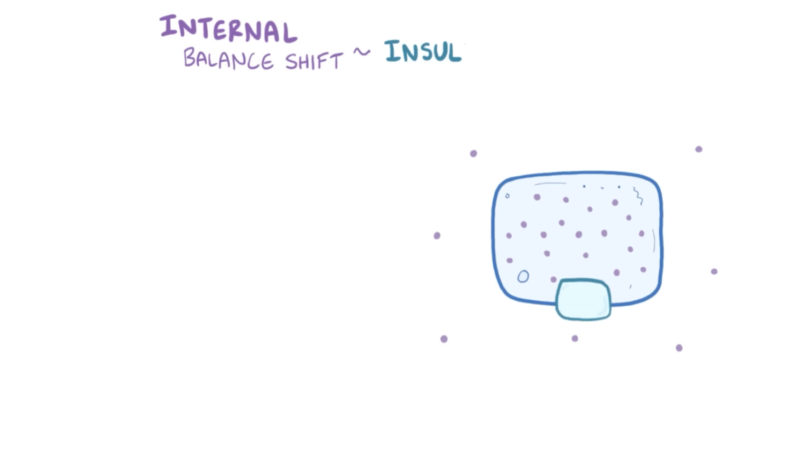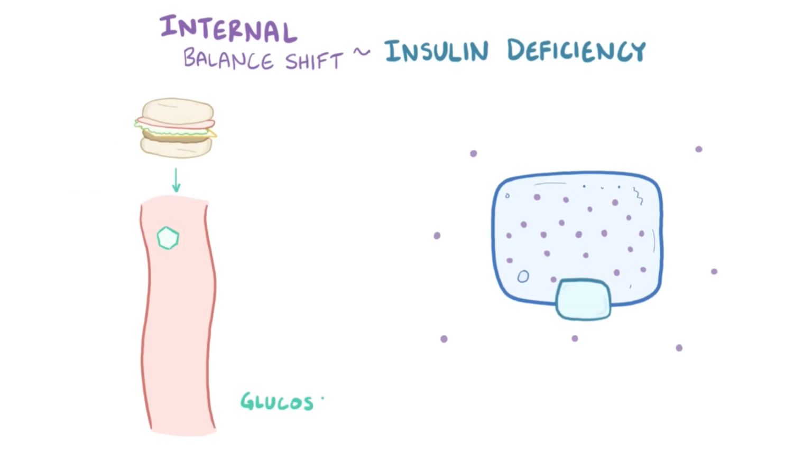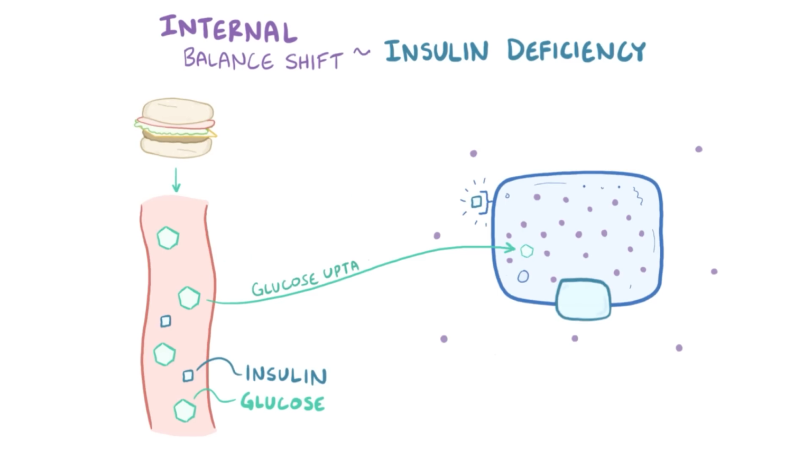One potential cause of an internal potassium balance shift is insulin deficiency. This is because after a meal, glucose increases in the blood, and at the same time insulin is released, which binds the cells and stimulates the uptake of that glucose. Insulin also increases the activity of the sodium-potassium pump, which pulls potassium into cells.